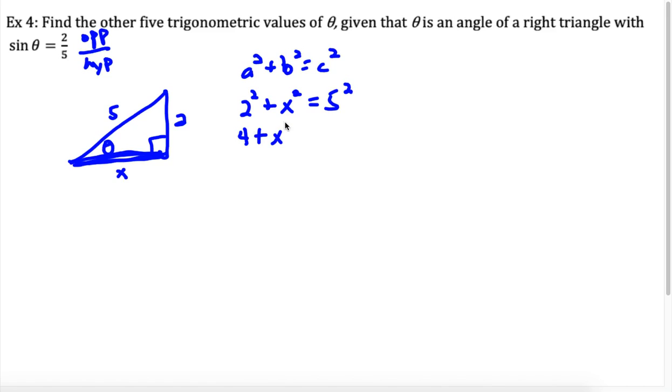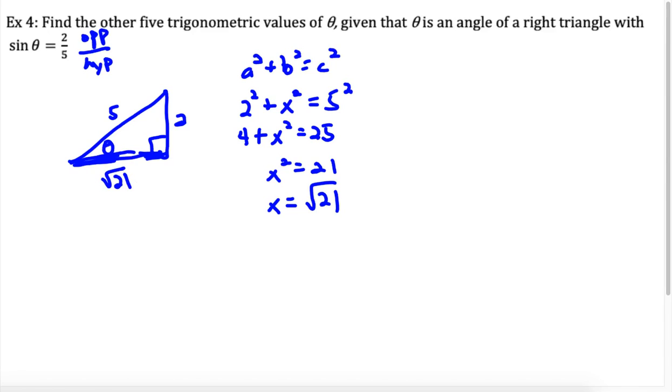So 4 plus x squared equals 25. Subtract the 4 over, we get x squared equals 21. Take the square root, and we would just have the square root of 21. If this were to simplify, we would want to make sure to simplify this. If I could bring something out, make sure to do that. And again, we only take the positive root here. So I now have all 3 sides for my right triangle.